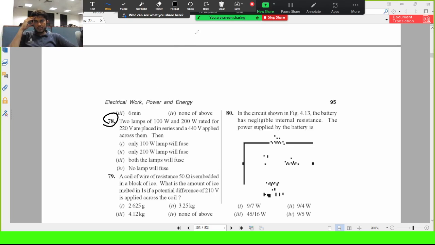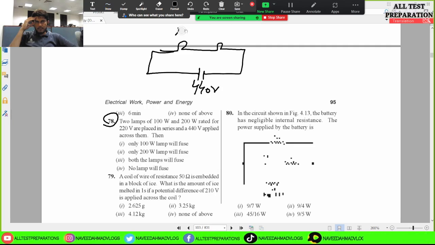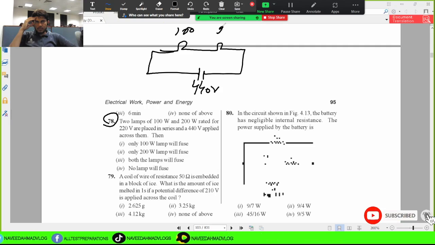Okay, so in this case we have two lamps. Okay, and both lamps are put in series and 440 volt voltage is applied. This is 100, this is 200, and 220 volt.